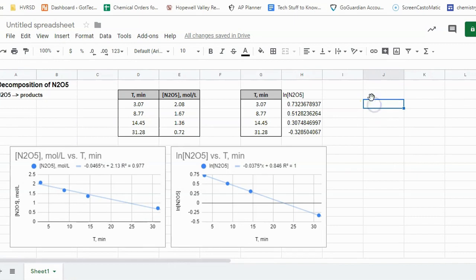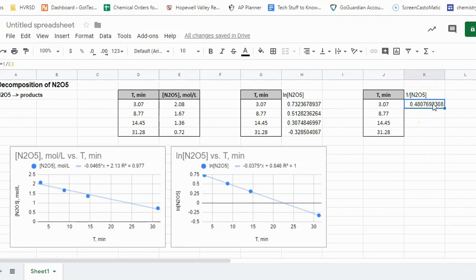Now it's time to make our third and final graph. Just like last time, Control C to copy your time data points, Control V into a new column. This time we're going to graph these times versus the inverse of the concentration values. That's 1 over the N2O5 concentration. Again, we can have Sheets do the work for us by typing equals 1 divided by, and then just click the number you want it to take the inverse of. So I'll click my 2.08 cell and hit enter.